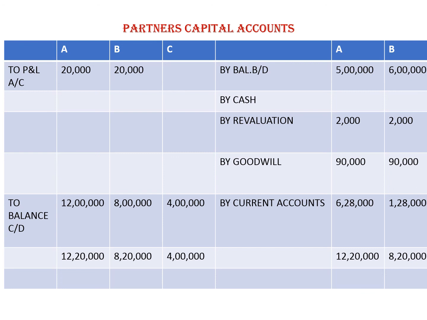Now to balance c/d, A 12 lakh, B 8 lakh, C 4 lakh. Total 12 lakh 20,000, 8 lakh 20,000, C 4 lakh. Now on credit side, by balance b/d 5 lakh, 6 lakh. By cash brought by C 4 lakh. By revaluation 2,000, 2,000. By goodwill 90,000, 90,000.